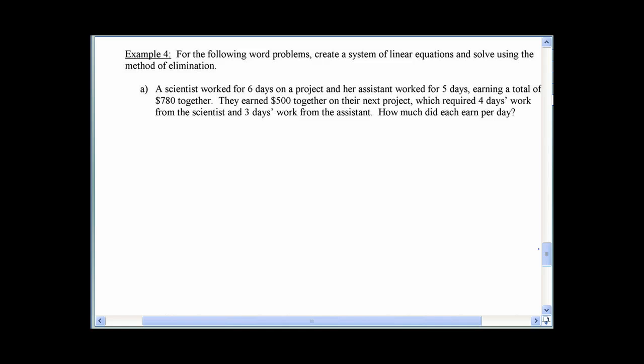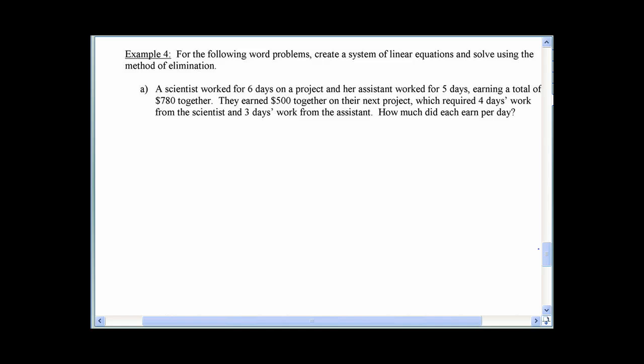So, a scientist worked for 6 days on a project. Her assistant worked for 5 days, earning a total of $780 together. That's cool. But they earned $500 together on their next project, which required 4 days of work from the scientist and 3 days of work from the assistant. So the question is, how much did each earn per day?